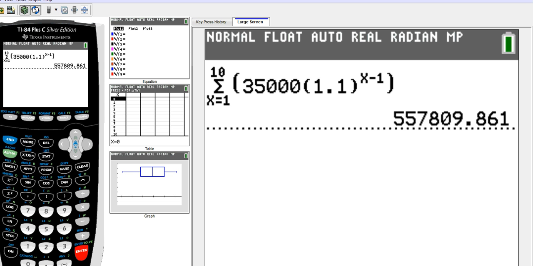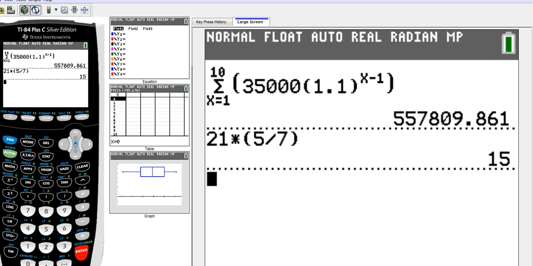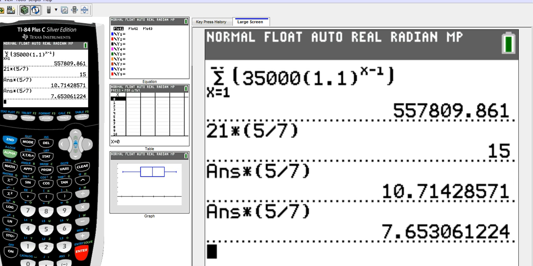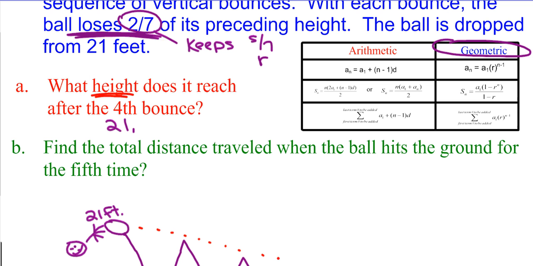So I'm going to go ahead and type that in my calculator. 21 times 5 divided by 7. And I get 15. So that means my next bounce is 15. I'm going to go ahead and take that answer, times 5/7 again. The next one is 10.7. Then I do it again, 7.6 or 7.7. So this is what's happening in my sequence. So let me go put those in here. So 21, 15, what was it, 10.7 maybe? And then 7.7.